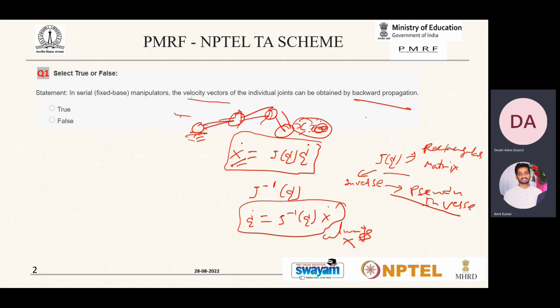So the statement says that the velocity vectors of the individual joints can be obtained by backward propagation. That is not true always. So the correct option will be false for this question. This is how we deal with this question. Let us move to the next question.